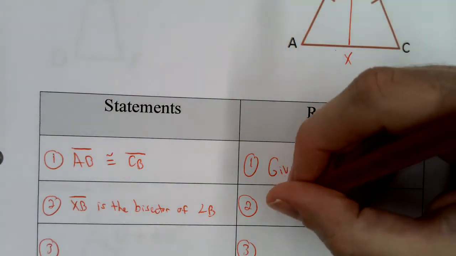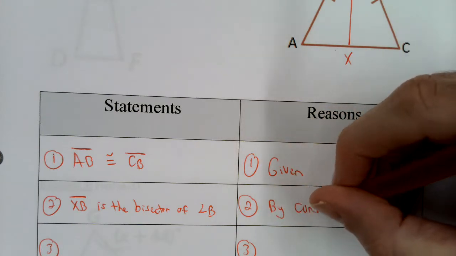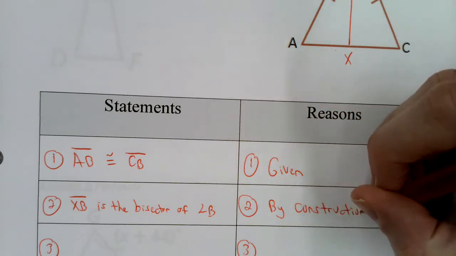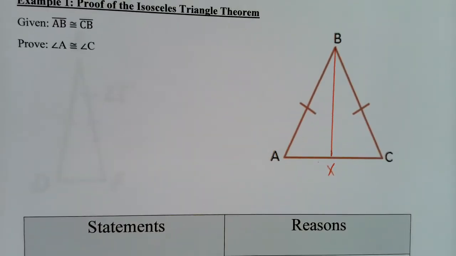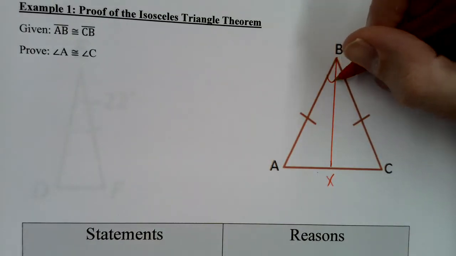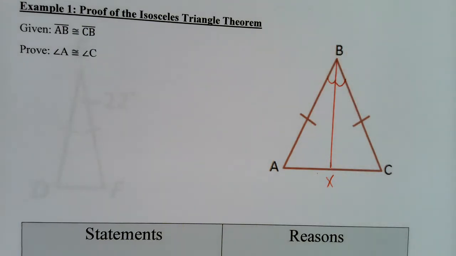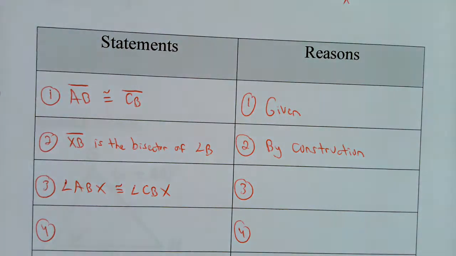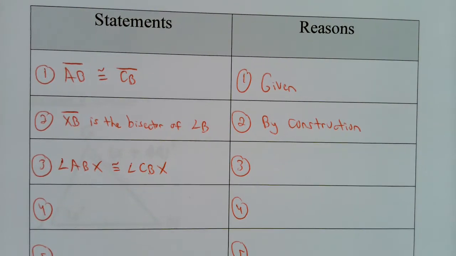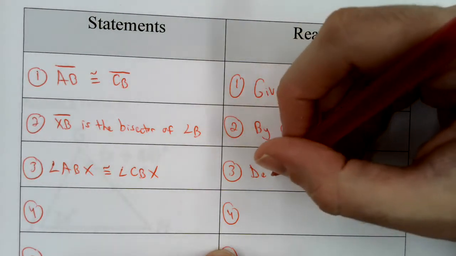And that reason was by construction. I just constructed that myself. Like I said, this is a quirky proof. I'm going to do that by construction. So I just drew in XB, the bisector of angle B. Since it's the bisector, that means it cuts angle B in half. So this angle is congruent to this angle. So I'm going to say for my next statement, angle ABX is congruent to angle CBX. Whenever there's not a theorem name or a property name, it's going to be definition of. That is a definition of angle bisector.